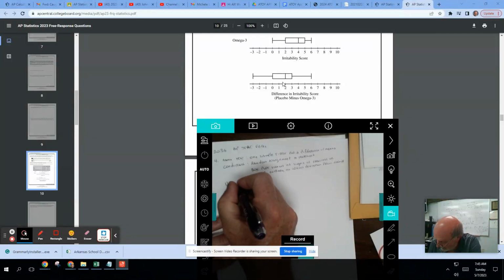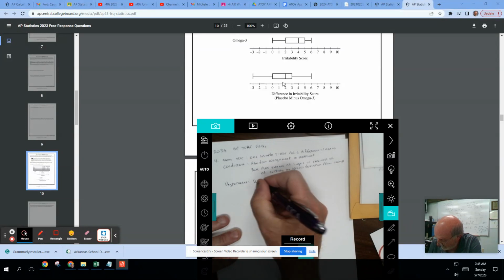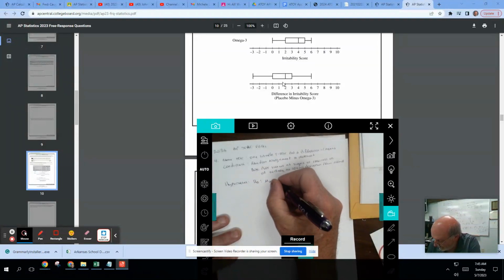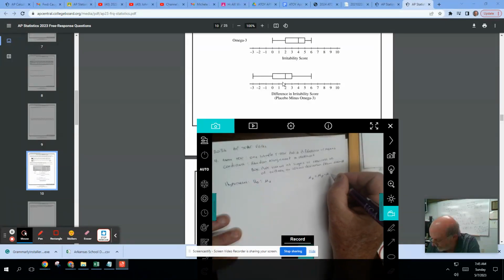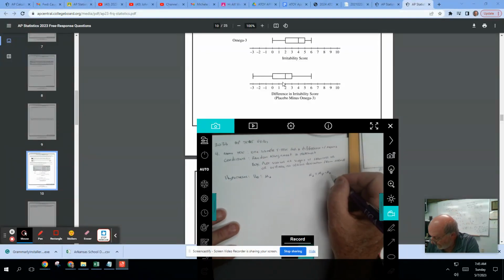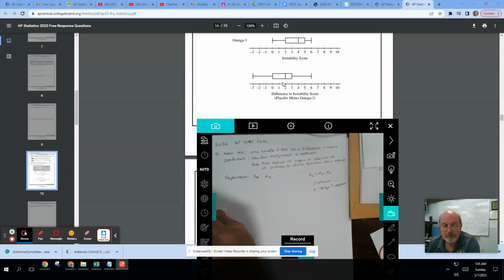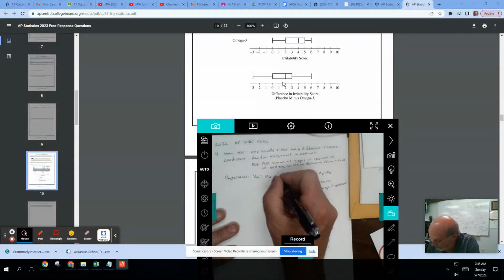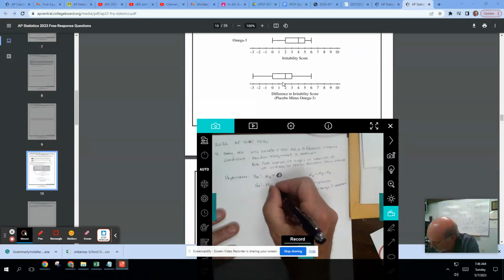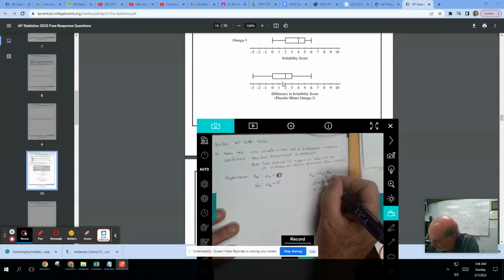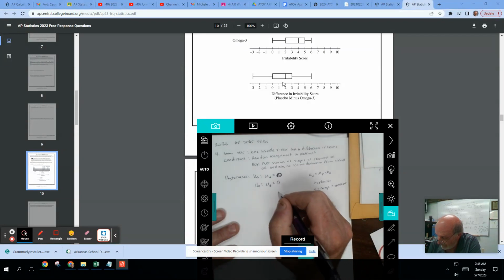Next, we're going to write our hypotheses. Our H-naught in this case will be about the mean difference, and let's go ahead and define it now. The mean difference is going to be the mean of the placebo minus the mean of the omega-3 treatment, so P equals placebo and O equals omega-3 treatment. We expect the mean difference to be greater than zero. So the null hypothesis is that the mean difference equals zero, and the alternate hypothesis is that the mean difference is greater than zero, because the placebo should have more irritability than the omega-3 treatment if the researcher is correct.